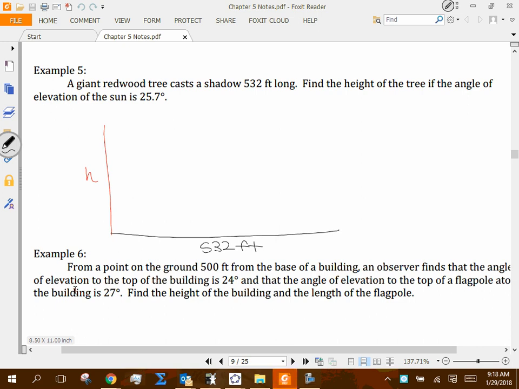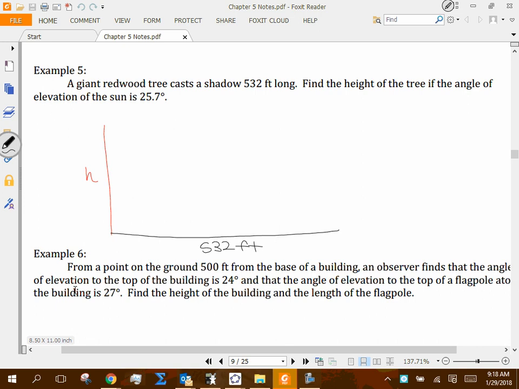Now the next question, we can look at several different ways here. The way I like to think about it: find the height of the tree if the angle of elevation of the sun is 25.7. Whenever I'm getting one of these shadow questions, they're going to have to tell me, or I'm going to have to be interested in, the angle of elevation of the sun. The way I think about that, an angle of elevation is from the line of sight to the object you're looking at, right?